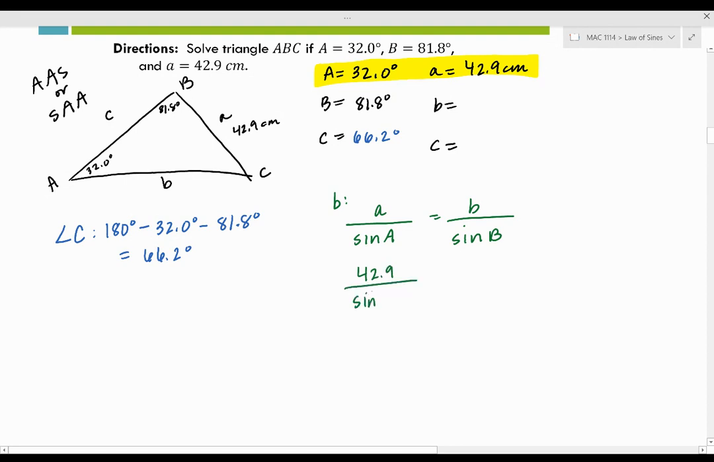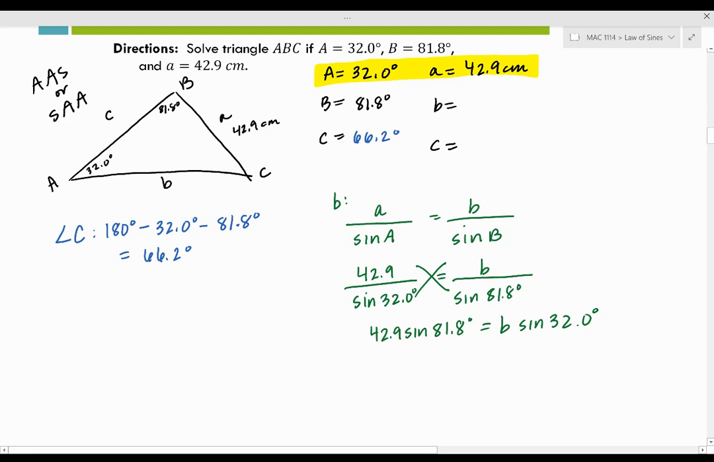Sine of angle A, 32 degrees, equals, little b is what I'm looking for, sine of 81.8 degrees. Okay. Now, because this is a proportion, I can cross multiply. Okay, left to right. So I'm going to have 42.9 times the sine of 81.8 equals b times the sine of 32 degrees.